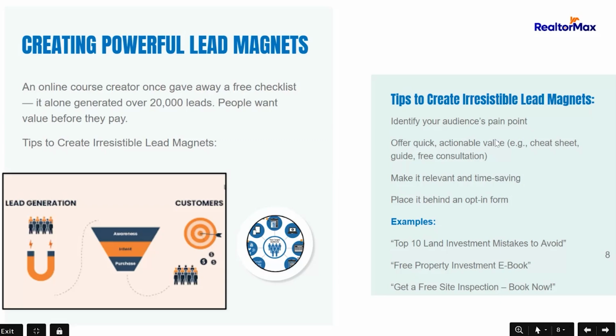So, tips to create irresistible lead magnets: identify your audience's pain points. Understand what your audience needs. What are the challenges they are facing? Offer quick, actionable value, like a cheat sheet, guide, or free consultation on that pain point. If their pain point is getting access to a trustworthy real estate company, or transparency in real estate, because most of the people they are dealing with are not transparent, that could be their pain point. You pick on that, find a solution to it, and offer that as a lead magnet.